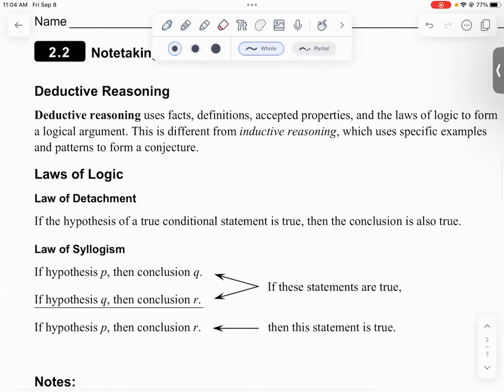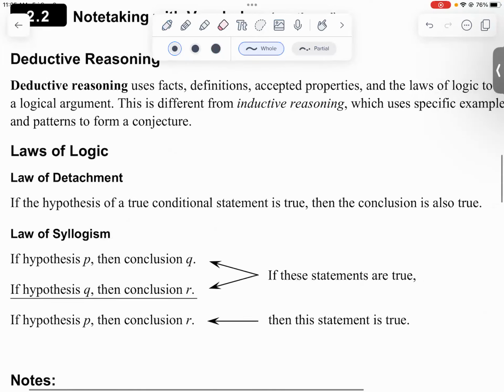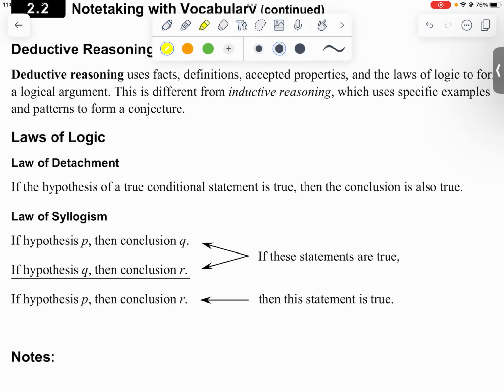All right. Next page. Let's talk about some deductive reasoning. Remember, we're using facts, definitions, and properties. So we have two things. We have something called the law of detachment. We also have something called the law of syllogism. They're fun words to say. Let's first talk about the law of detachment. If the hypothesis of the conditional statement is true, then the conclusion is also true.